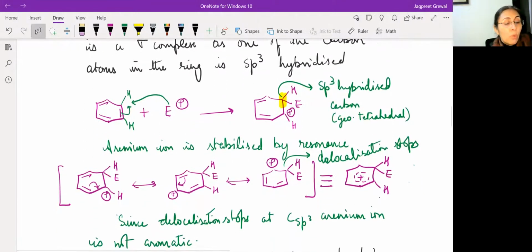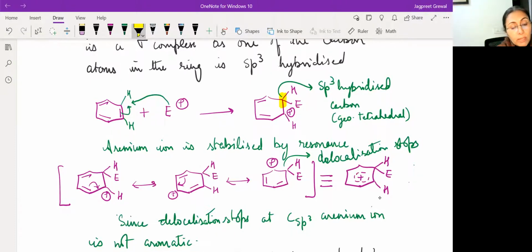So why is this ion formed? Why does this reaction proceed? Because this arenium ion is stabilized by resonance. As you can see over here, you have a positive charge on this carbon. So pi electrons move over here, you get positive charge, and same way you get positive charge on this carbon.